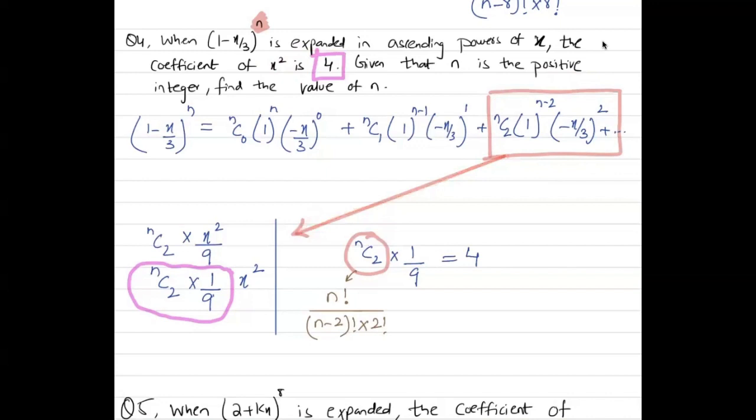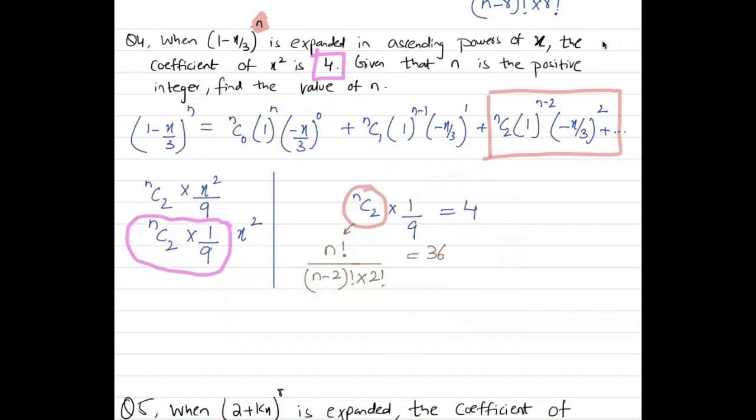So as I was saying, nC2 times 1 upon 9 will become the coefficient of x square, which is given in the question to be equal to 4. So you're going to equate the coefficient to 4. Now I need to use the formula for nC2: n factorial divided by n minus 2 factorial times 2 factorial. Now there was 1 upon 9 over here. Can I multiply 9 with 4 and equate it to 36? Yes. All right.